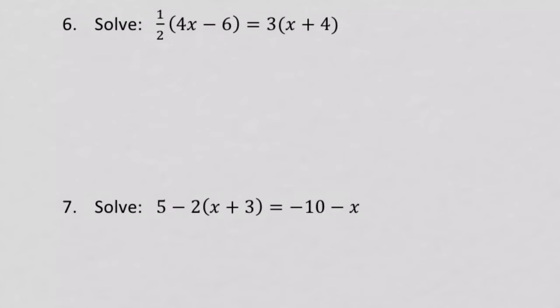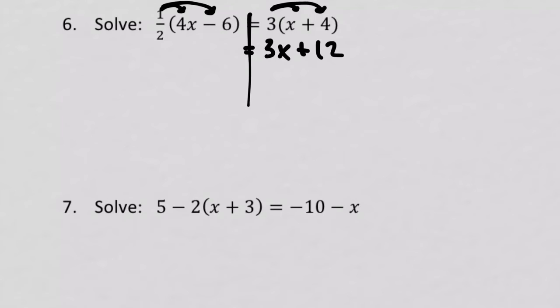Okay, now let's look at number 6 here. 1/2 times the quantity 4x minus 6 equals 3 times the quantity x plus 4. So I'm going to start once again like all the other ones that I've been doing. We're going to distribute so that we can eliminate the parentheses. Distribute there, and also on the right side of the equation I'm going to distribute over there. I'm going to do the right side first just because it seems easier to distribute 3. So 3 times x is 3x, and 3 times 4 is 12, so plus 12.